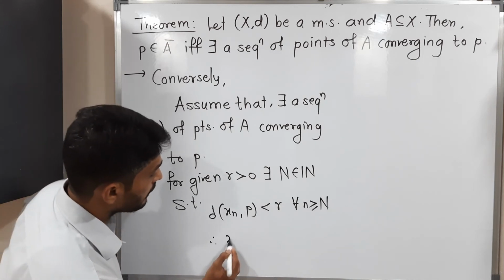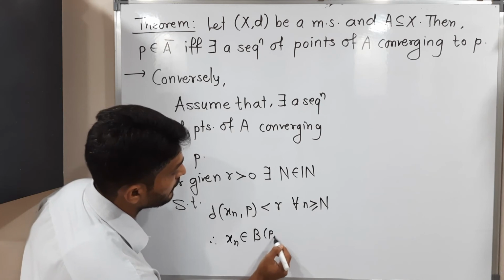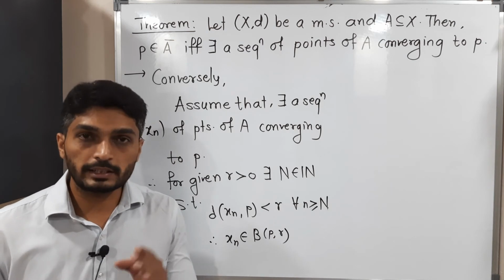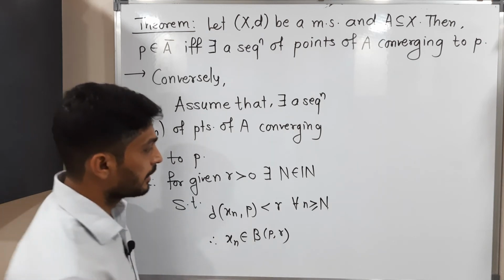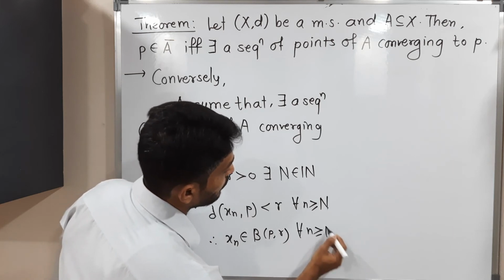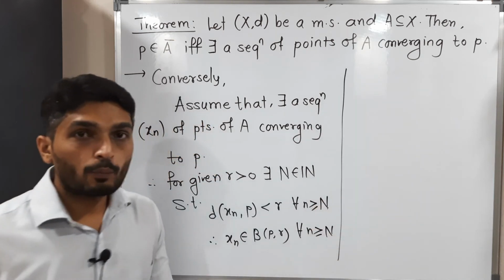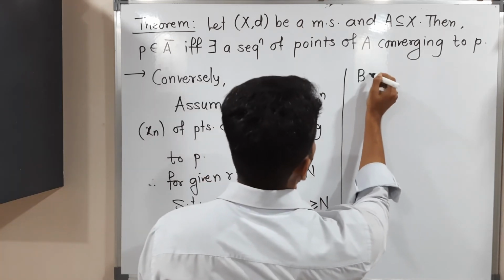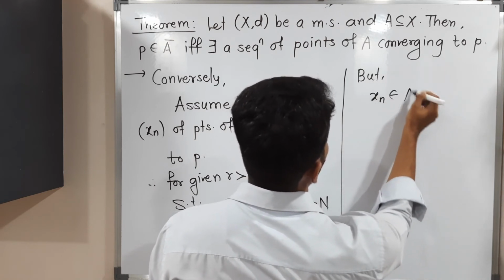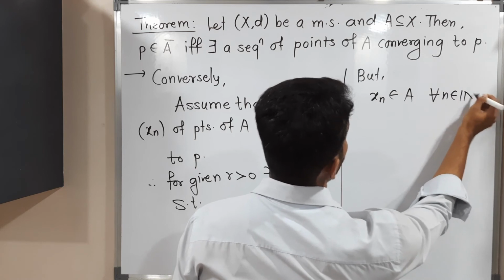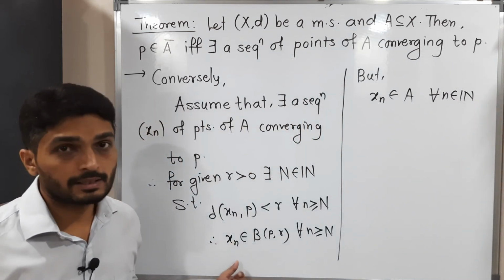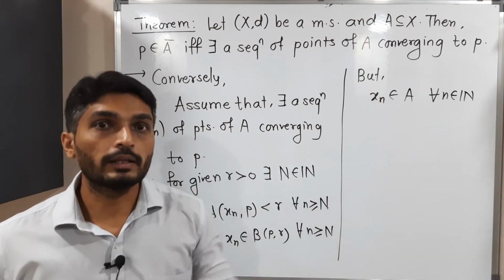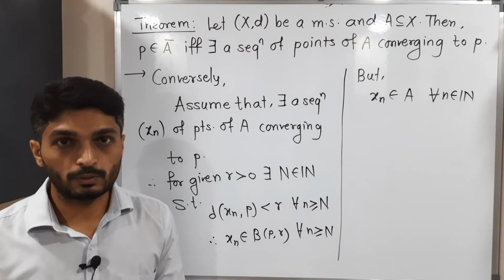Therefore, xn belongs to the open ball with center P and radius r. Since the distance of point xn from P is less than its radius, that point definitely lies in the ball with center P, radius r, again for all n greater than or equal to capital N. See, we have one more piece of information. The sequence xn is points of A, so xn belongs to A for all n belonging to the set of natural numbers. What we are getting here, xn lies in this ball with this condition, and xn lies in A for all n. So that means xn lies in the intersection also, but with this condition.